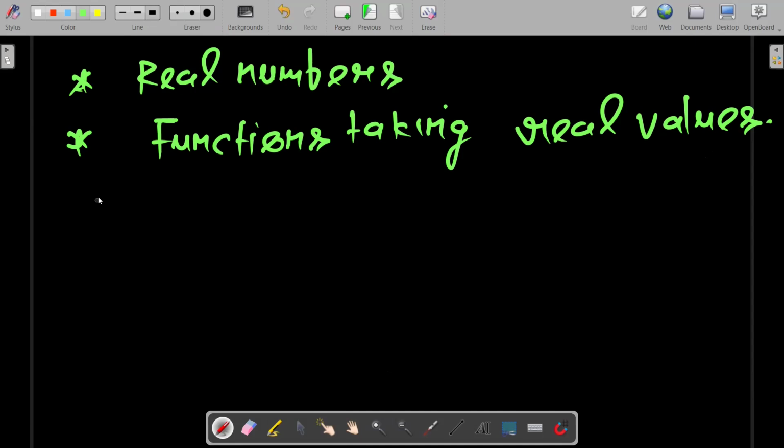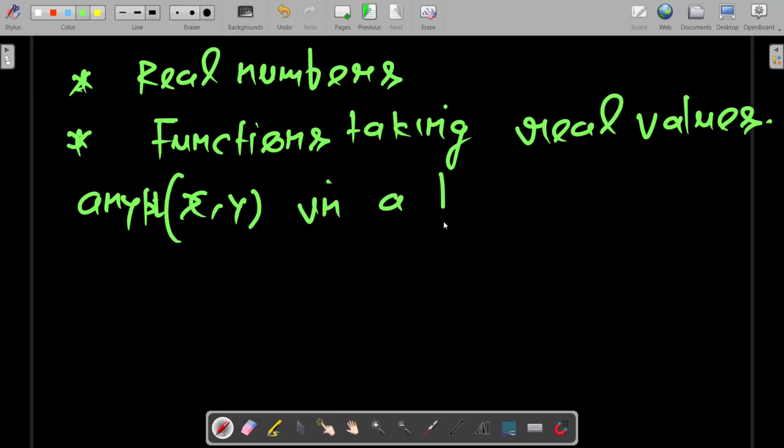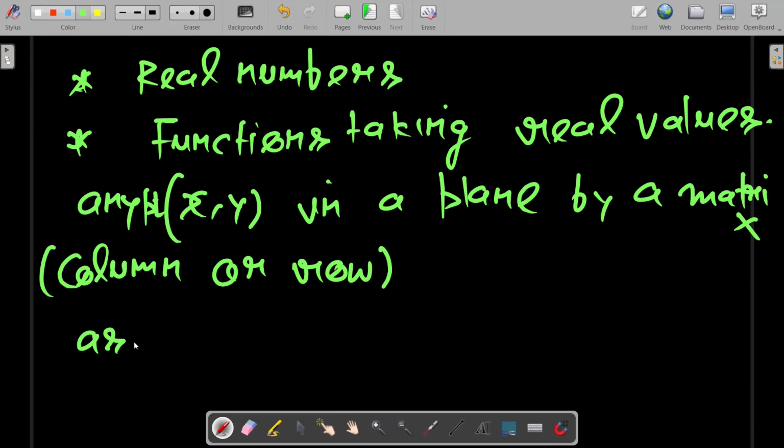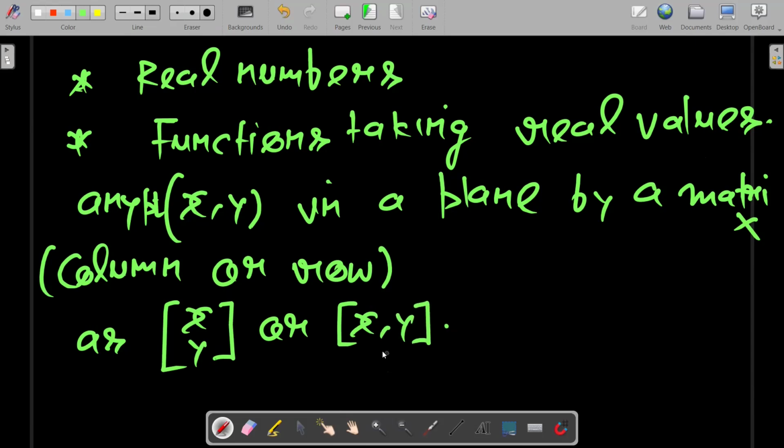Now, next is we can also represent any point. Suppose that we have any point (x, y) in a plane. So if we have any point (x, y) in a plane, we can represent it by a matrix, by column or row, simply as, if we have to represent (x, y) in column, we will represent like this, x over y simply. Or if we have to represent our point in a row, so we represent like this, x y. That's it.